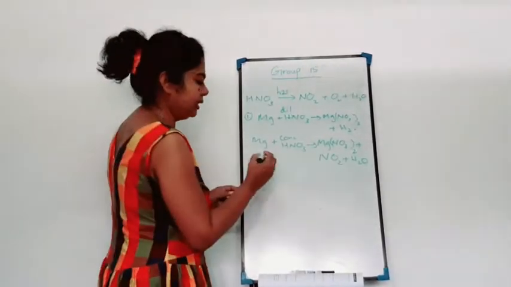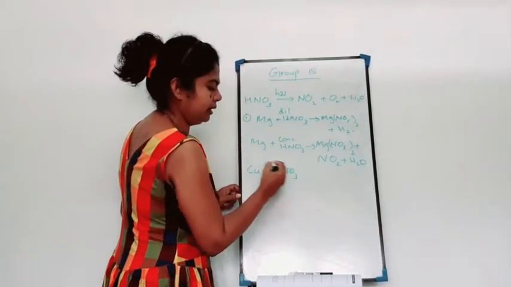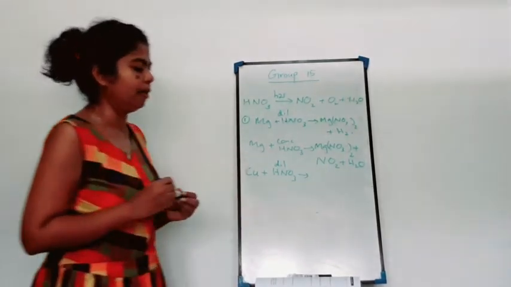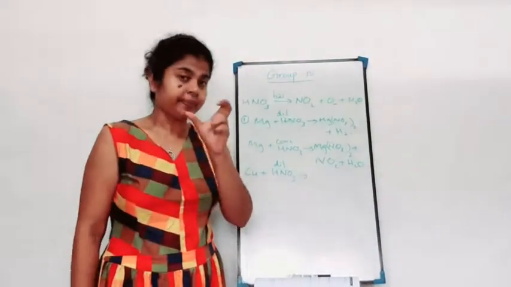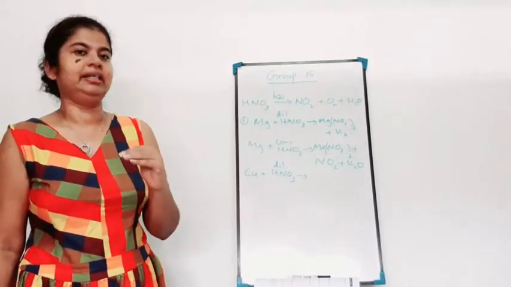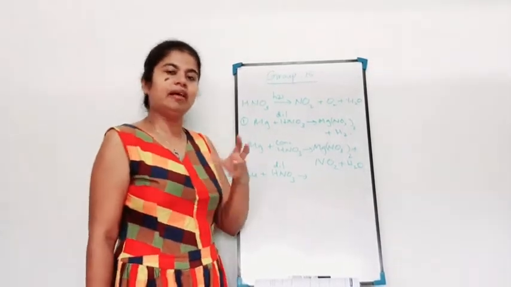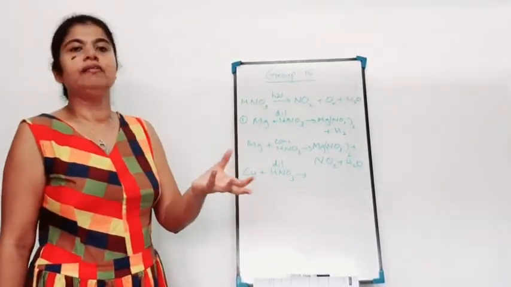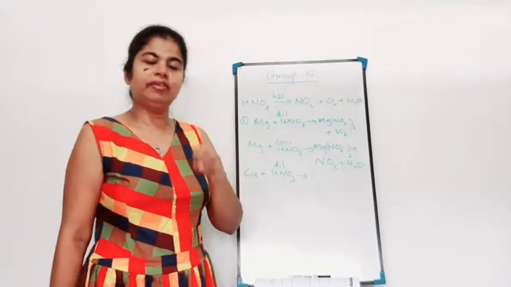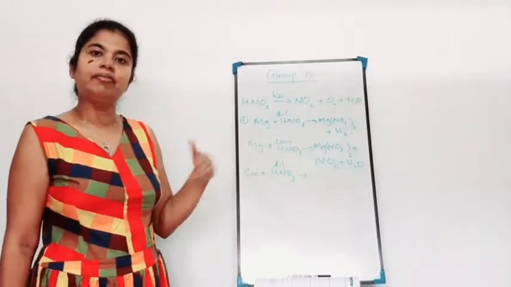Similarly, copper with HNO3. With dilute HNO3, according to your previous knowledge, copper is below hydrogen in the activity series. Therefore, copper can't evolve hydrogen gas if we add an acid like HNO3. Therefore, what is the product?